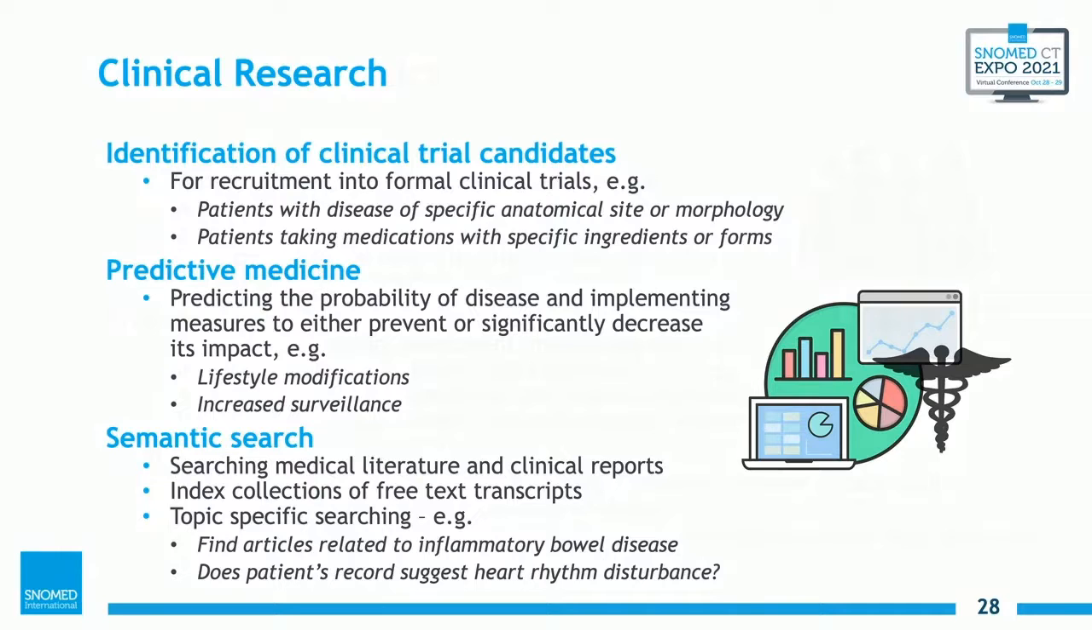And the third example of clinical research is when SNOMED CT is used for semantic search. Now, this is where we have large bodies of medical literature and it's tagged with SNOMED CT codes. By tagging the literature and clinical knowledge with SNOMED CT codes, this in turn allows us to utilize SNOMED CT's hierarchy and defining relationships to find medical research which relates to what we're interested in. For example, finding articles related to inflammatory bowel disease, or does the patient's medical record suggest heart rhythm disturbance? Then using the clinical literature to inform the treatment of the patient.